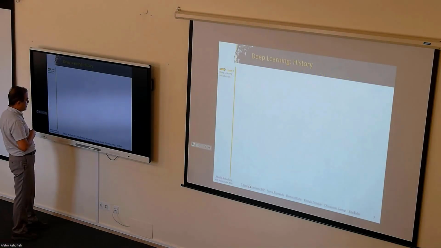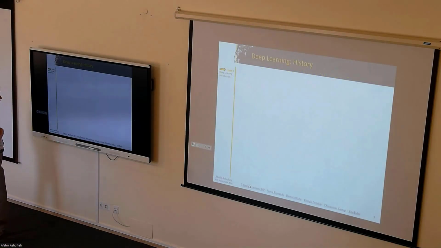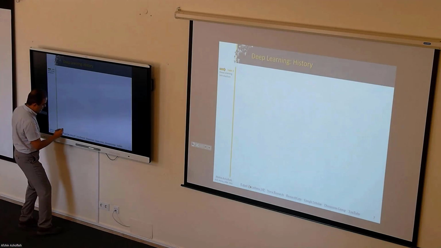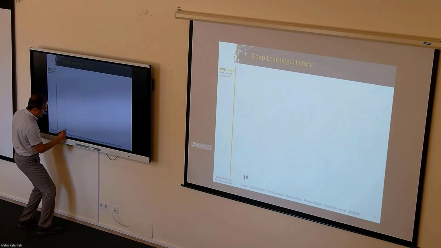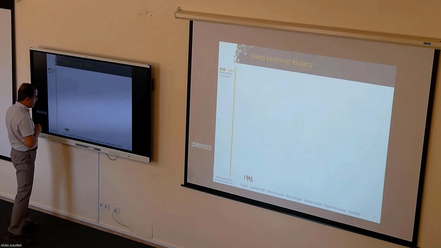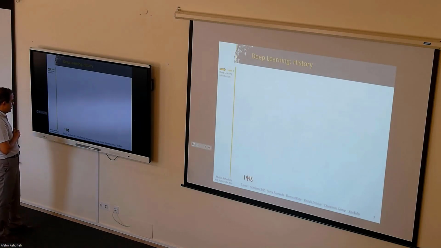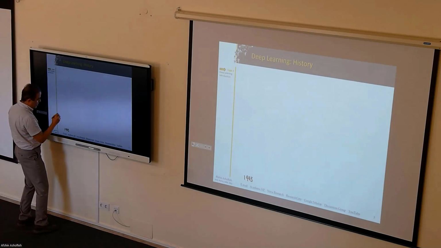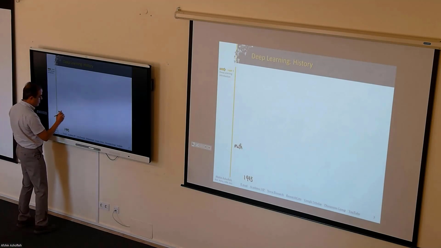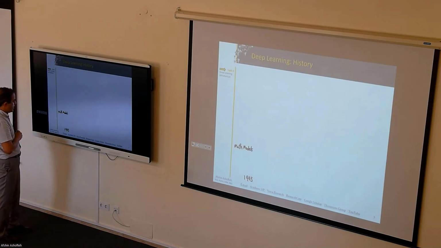Let's start with the basic models that we had before. Basically, we can say in maybe 1943, okay, that we had the mathematical models for the neural network. So the basic concepts came from math and mathematical models.